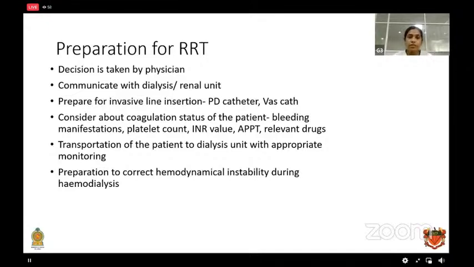Then get a proper time appointment to take the patient to the dialysis unit. And transportation is another topic. You have to consider how safely the patient is transported there. You have to accompany the patient with monitoring. And sometimes the patient can become unstable during dialysis, so you have to use inotropes. So get ready for all those things. So this is one of your jobs, so you have to consider these things.